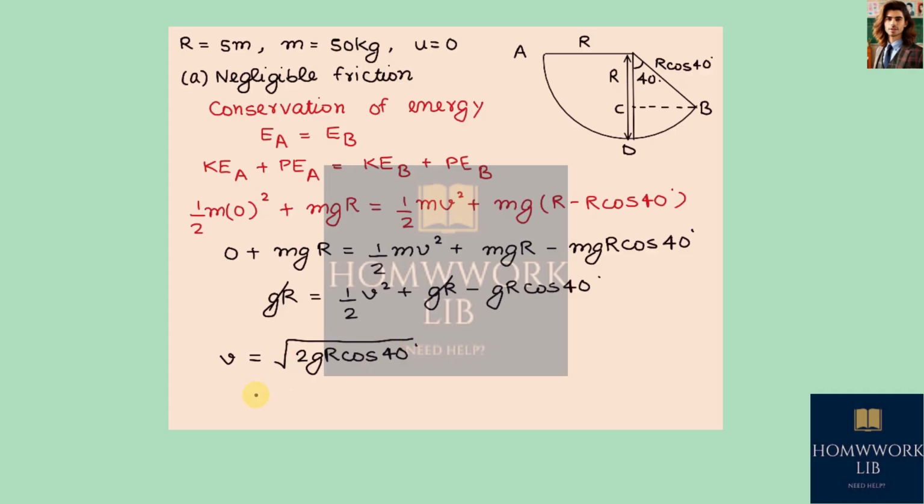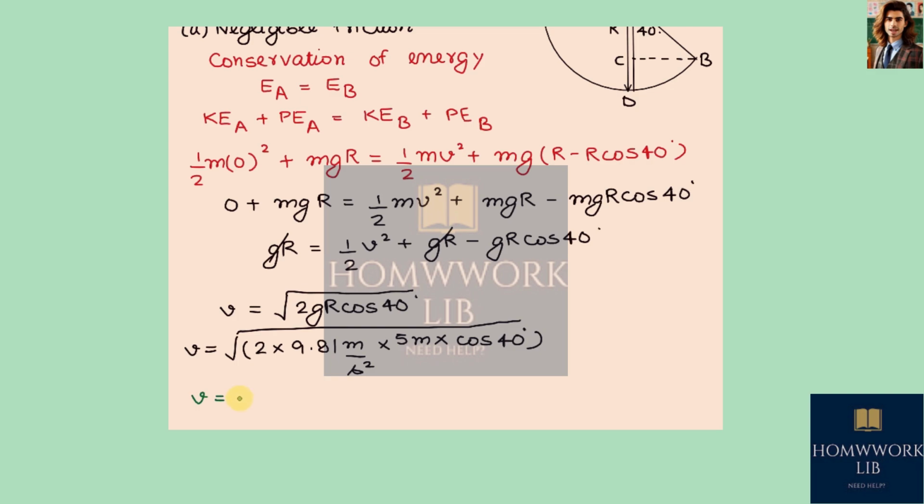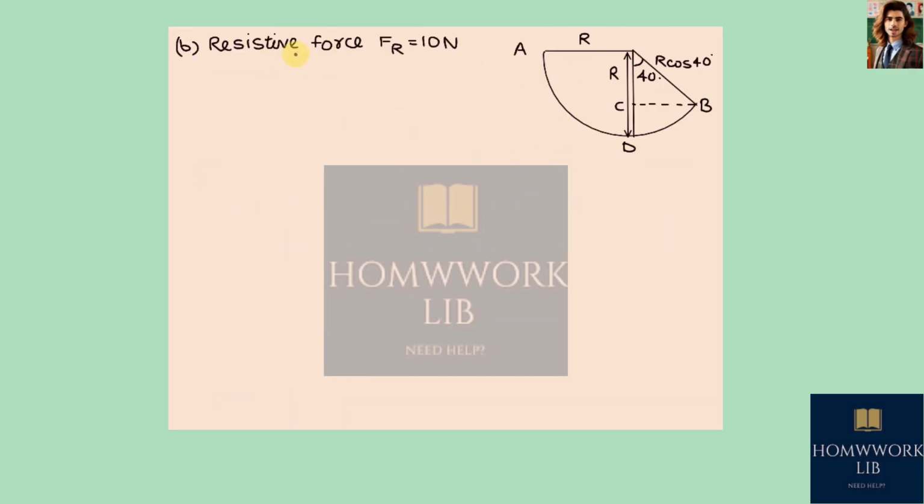Let us substitute the values. We get v equal to under root 2 into 9.81 meter per second square. G denotes acceleration due to gravity, into radius 5 meters, into cos 40 degree. Here on calculation we get v equal to 8.67 meter per second. Now for part B, here we have to consider a constant resistive force.